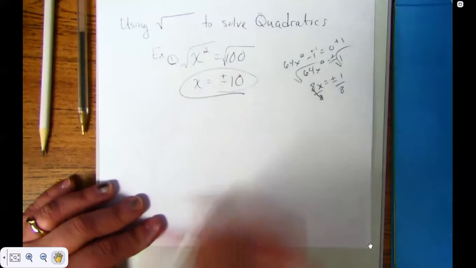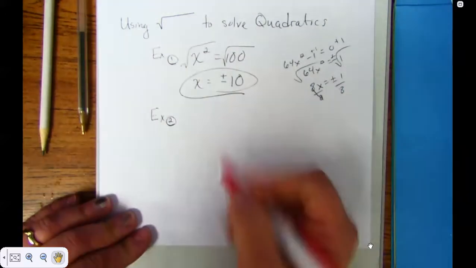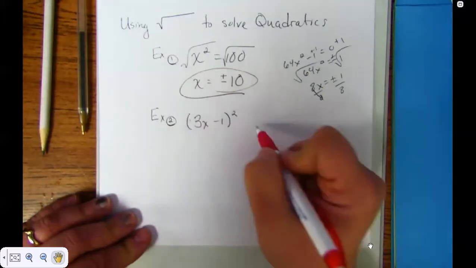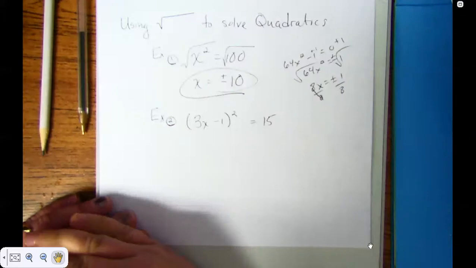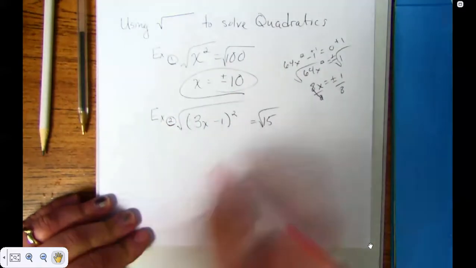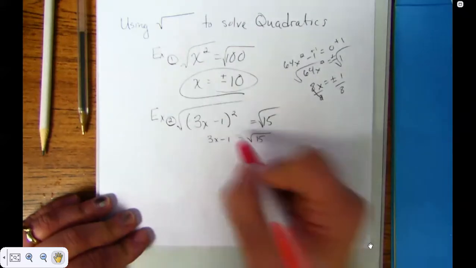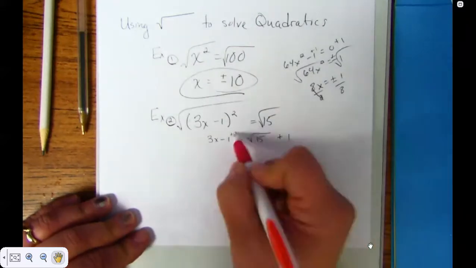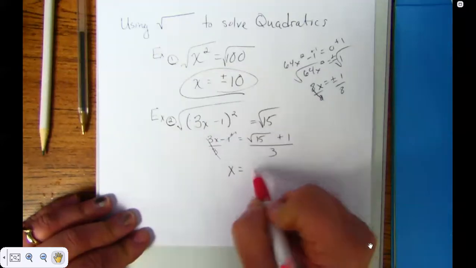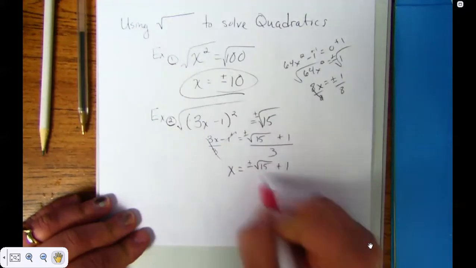They're not all that simple, though, so let's do one that might have a little more of a twist to it. Example 2. Let's say we have the quantity 3x minus 1 squared equals 15. Again, they are already on opposite sides, so let's go ahead and take the square root of both sides. We end up with 3x minus 1 equals the square root of 15. I need to get x alone, so I'm going to have to add 1 and then divide both sides by 3. X equals, forgot my plus or minus.